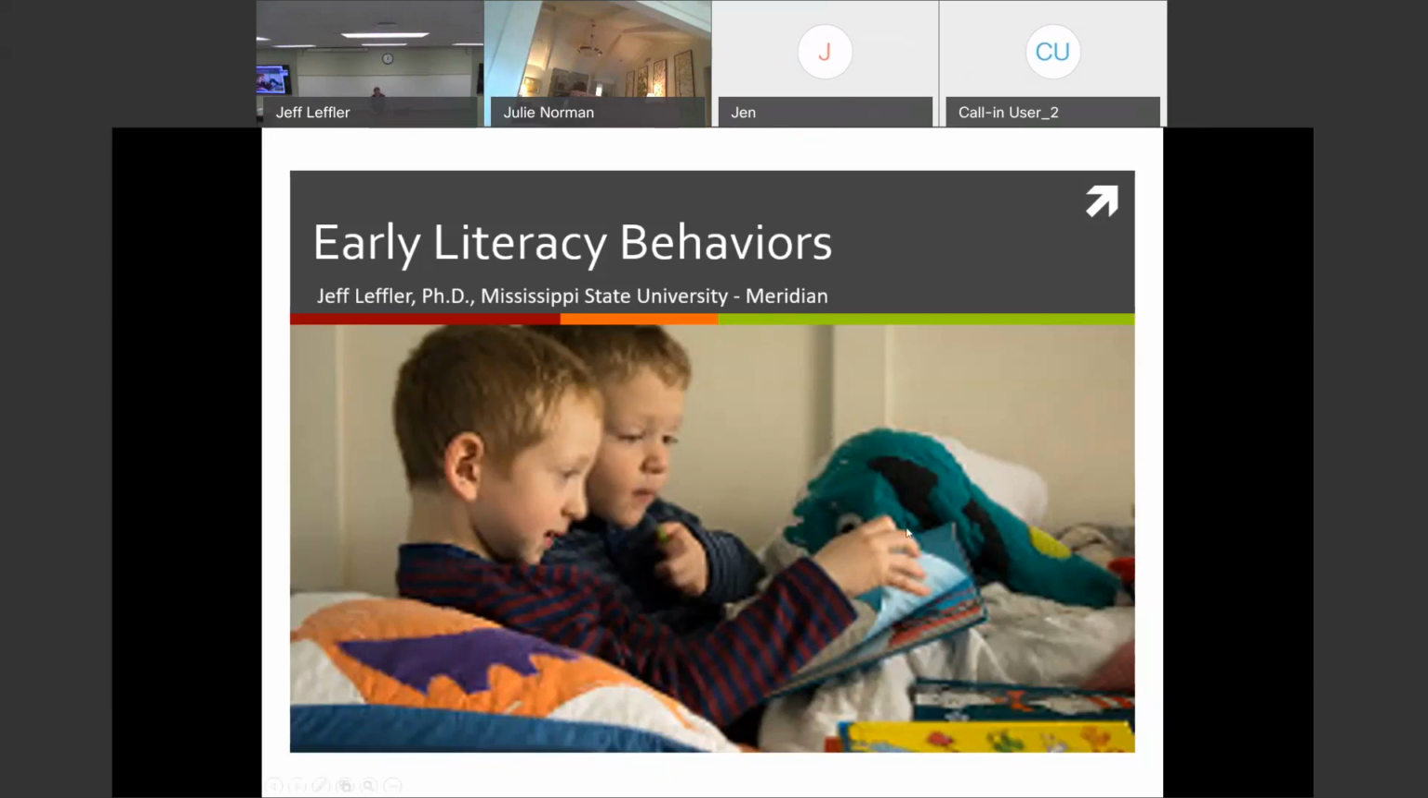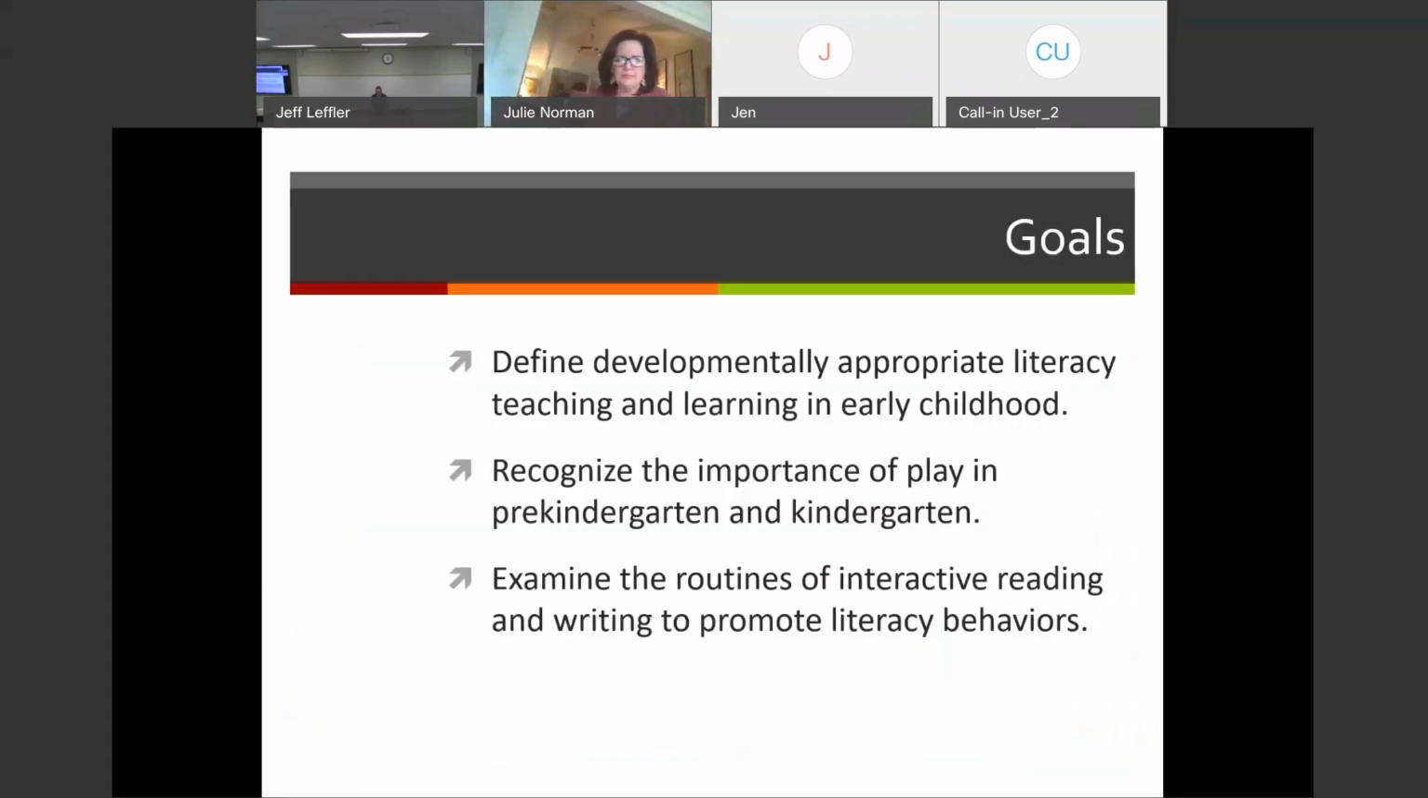All right. So as I said, early literacy behaviors. These are the things that are the precursors to a child's ability to read and to write. Some goals that I've set for us in this session are to define what developmentally appropriate literacy teaching and learning looks like in early childhood. It's very important that we match how we're interacting with our children with what we know about child development.